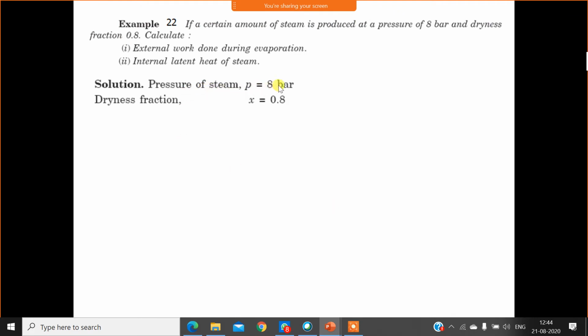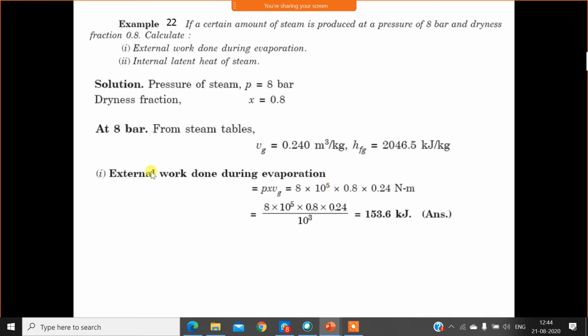The pressure of the steam is 8 bar and the dryness fraction is 0.8. At 8 bar from the steam table, we have seen that vg is 0.240 meter cube per kg and hfg is 2046.5 kilojoule per kg. We have taken only these two values because we require only these to calculate work done and internal latent heat. Now, external work during evaporation. We know that work done is pressure into volume.